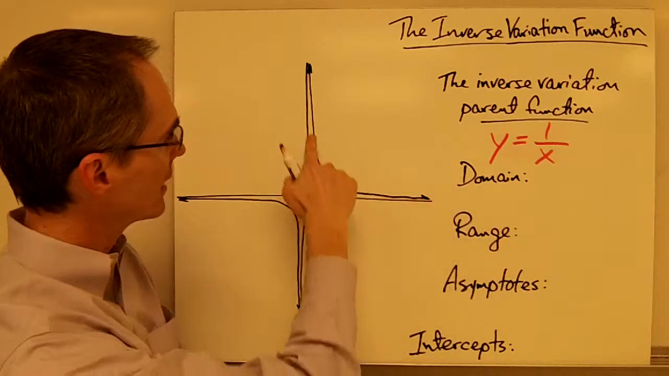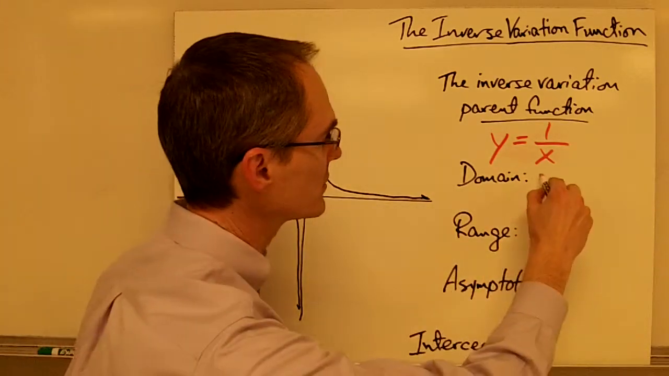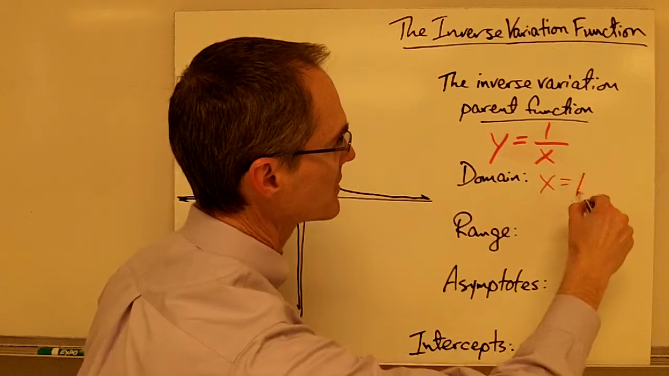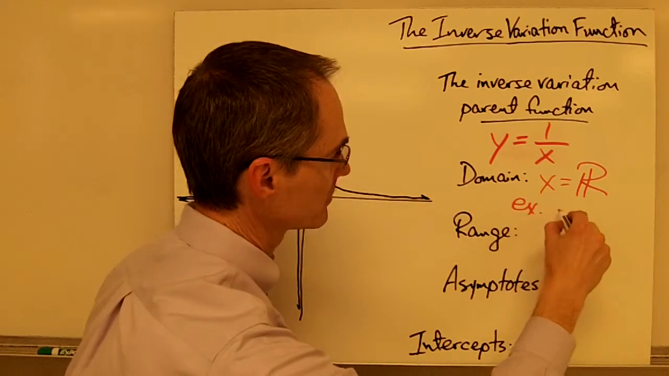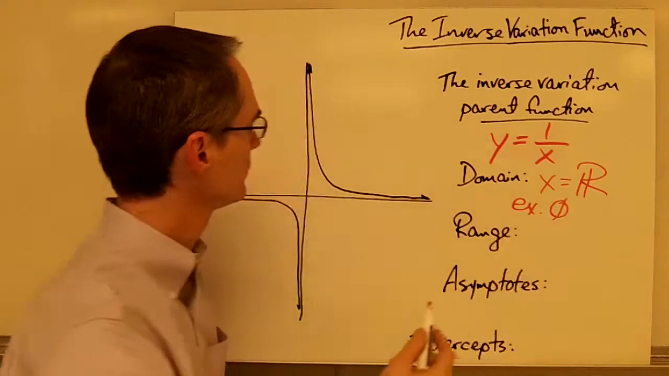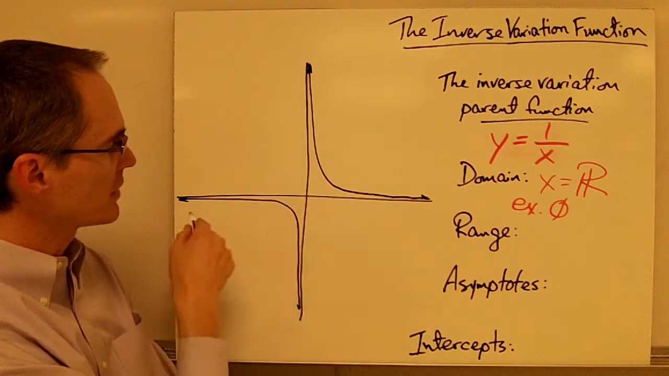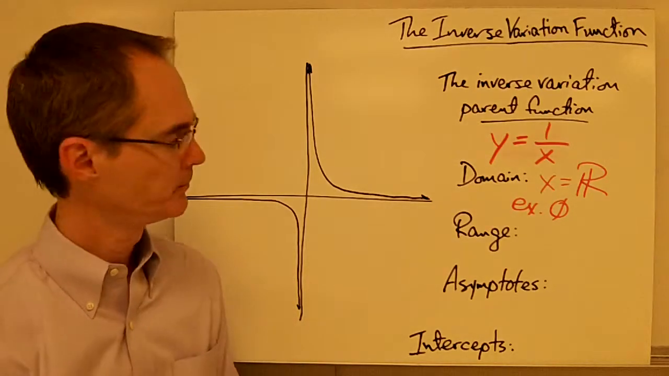So the domain for the inverse variation function, we usually write it like this, x is equal to all real numbers except for 0. So x can be any real number, positive number, negative number, but it can't be equal to 0.